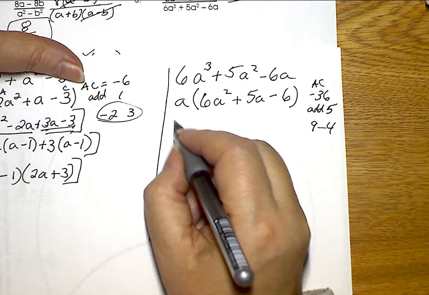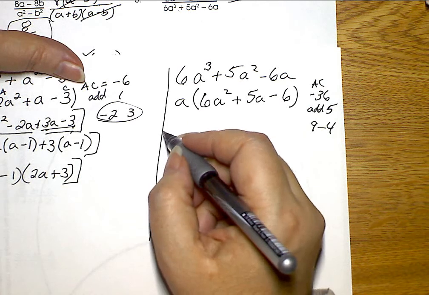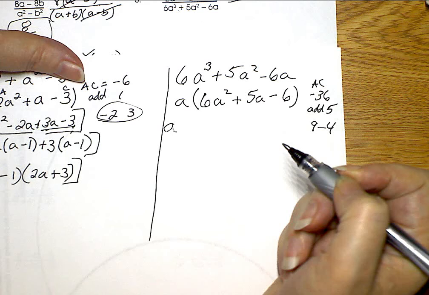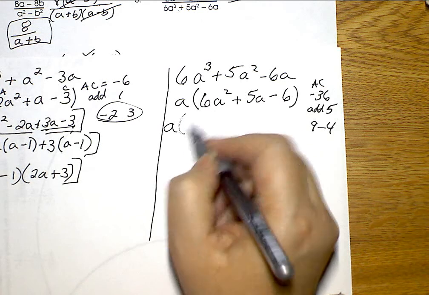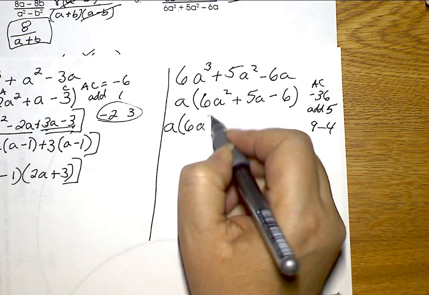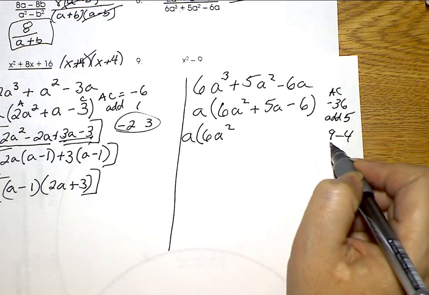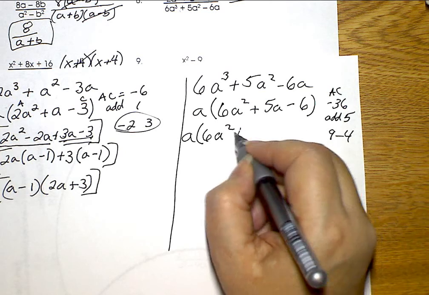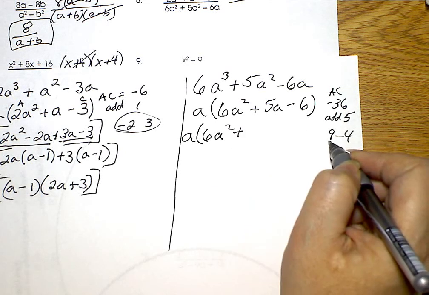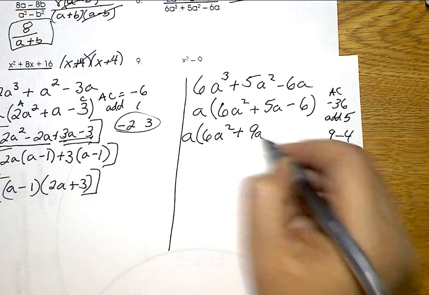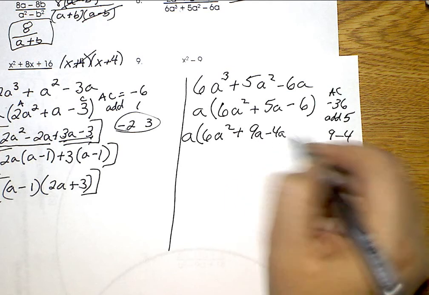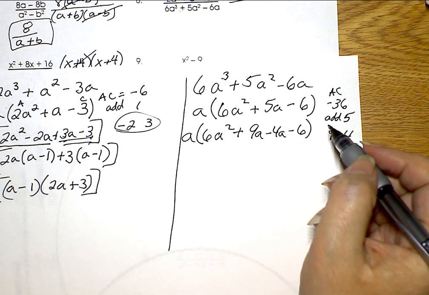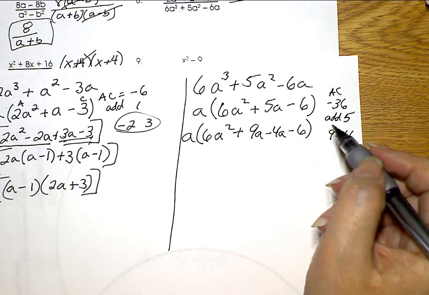So, Hannah, walk me through it. Do you know it? So I got a, I'm going to bring this down, I have 6a squared plus 9a minus 4a. Very good. All right, what is my next step, Josh?